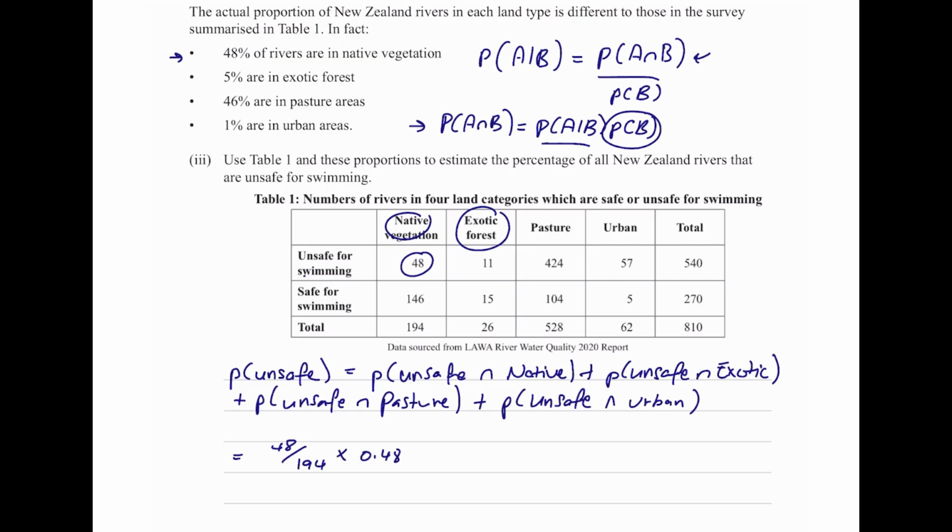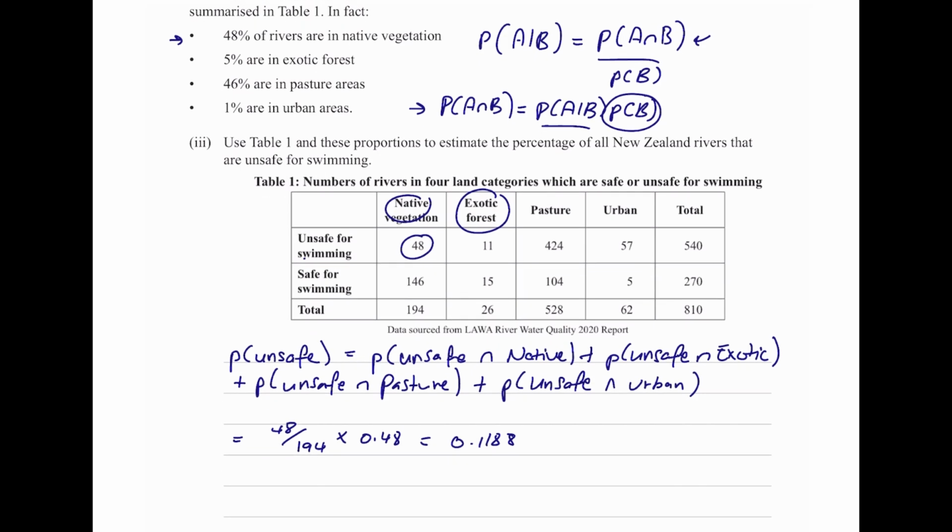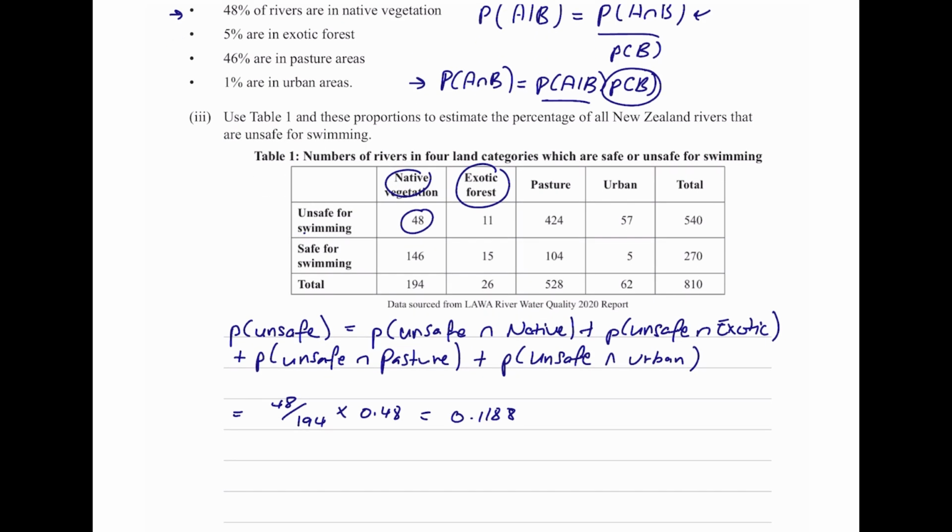Okay, and what's that going to be equal to? We can work it out. 48 divided by 194 multiplied by 0.48. That should give us a probability of 0.1188. All right, we have to do the rest of them. So we'll say that's for native.